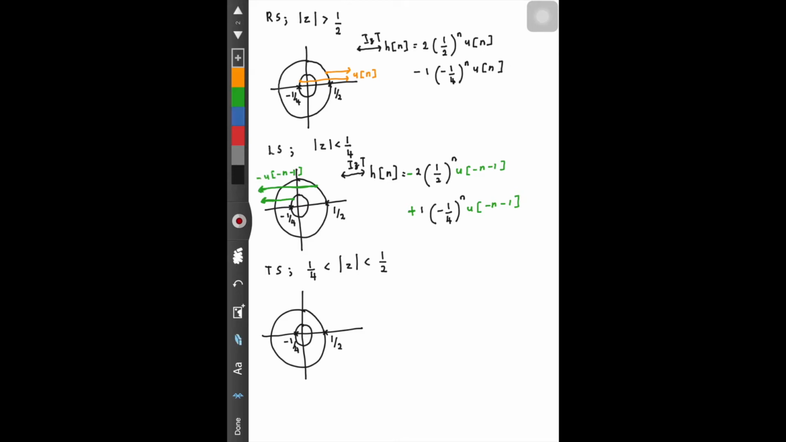Okay, for two-sided, the innermost pole is 1 over 4, right? So the innermost pole will approach to the right, and the function is u[n]. The outermost pole will approach to the left, so the function is minus u[minus n minus 1]. So your h[n] is the inverse Z transform of H(z).